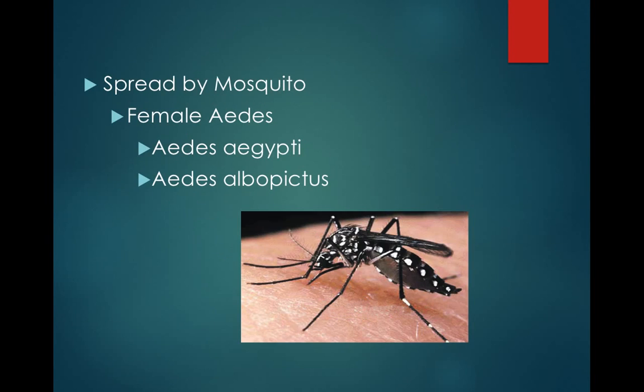This dengue virus basically spreads by the bite of mosquito, and not all the mosquitoes. It spreads specifically by Aedes mosquito, and that too specifically female Aedes mosquito. Even among Aedes, there could be various types of Aedes mosquito, and out of those, two types are usually responsible for the spread of dengue infection, which are Aedes aegypti and Aedes albopictus. Out of these two, Aedes aegypti is the most commonly involved mosquito for the spread of dengue infection.